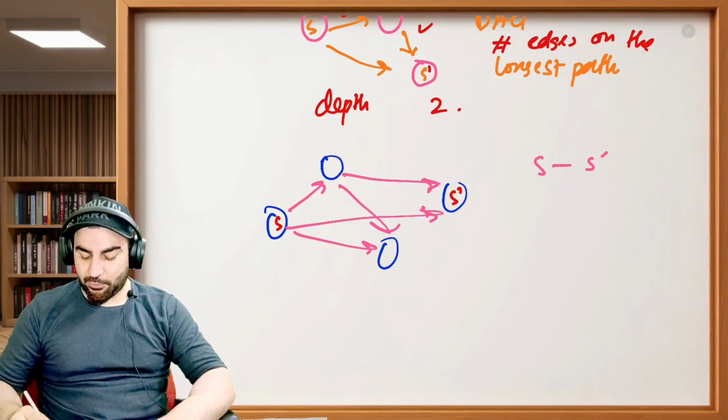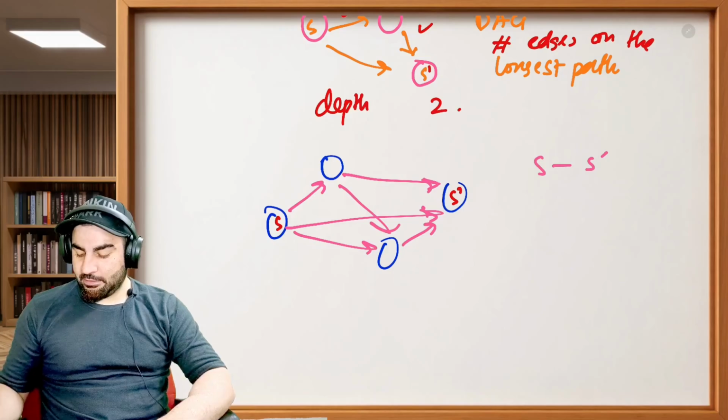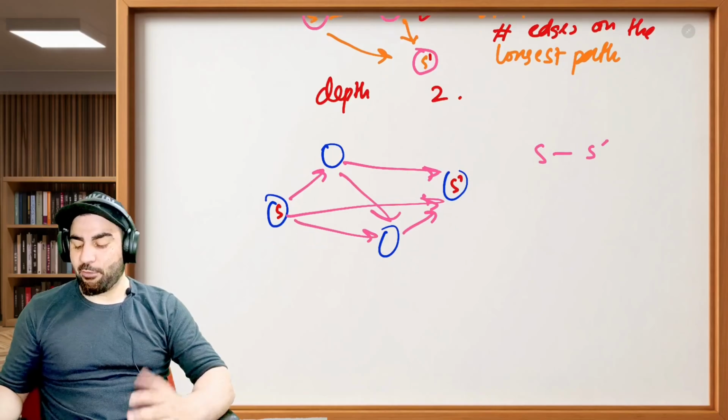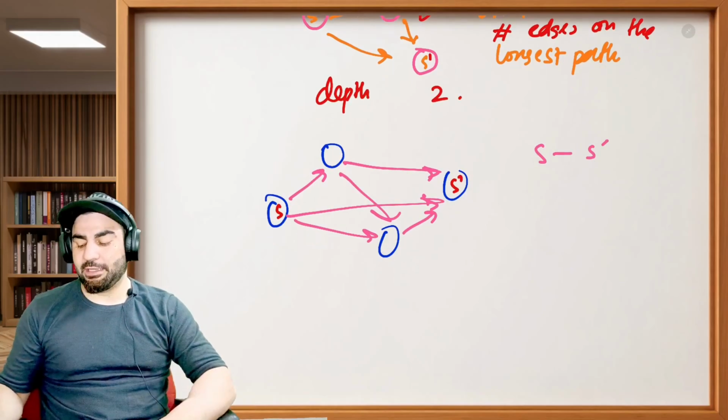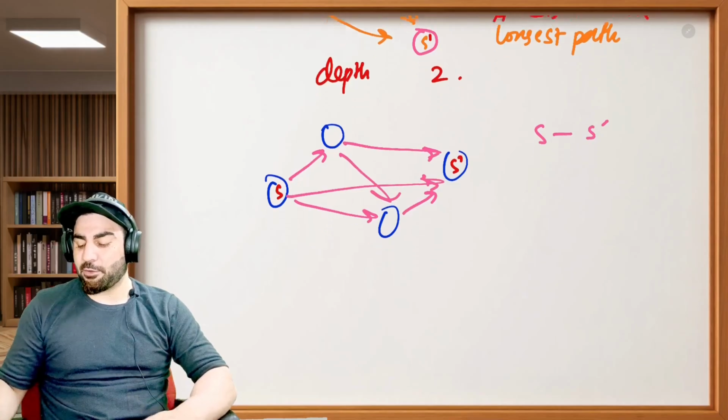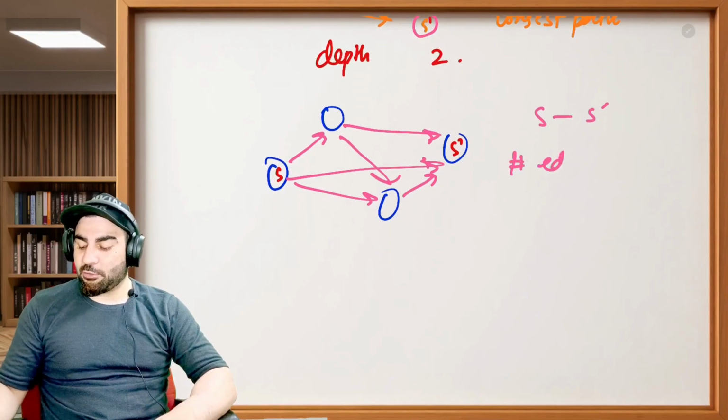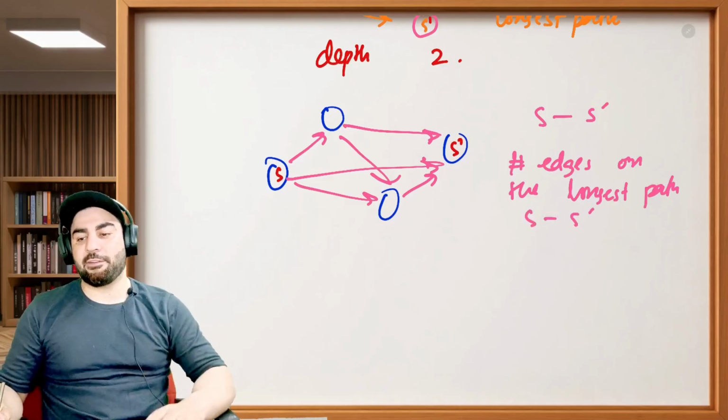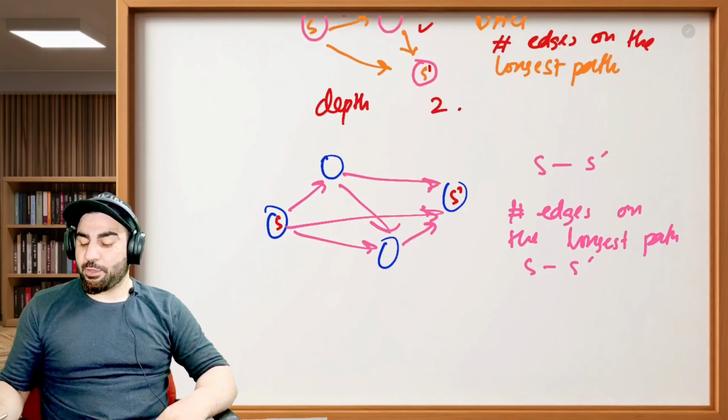Let's add one more node so that this can be a bit different. Okay, so I want its depth to be 3. Basically you can construct this graph somehow so that the number of edges on the longest path from source to sink is equal to 3. So basically this is the meaning of depth.